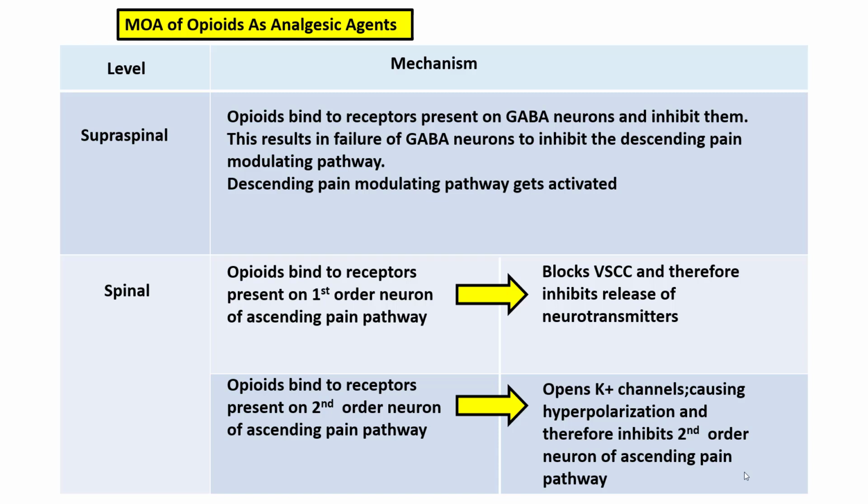So when we talk about the mechanism of action of opioids, and when we say that it acts at both the supraspinal level and at the spinal level, this is what we actually mean. We shall continue this discussion in the next video.